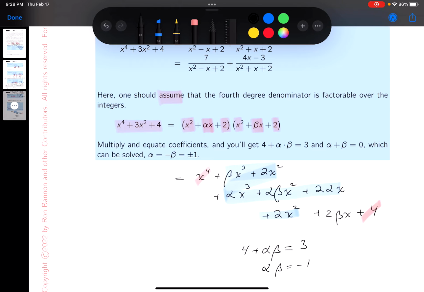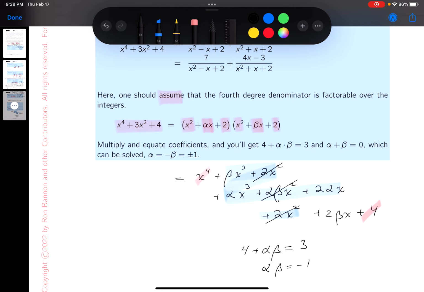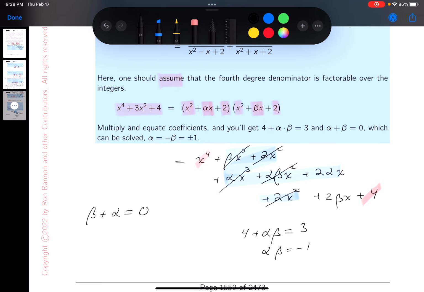Now I've looked at this. This is done. And what else do I know? I'll write it down for you. I know that there's no cubic terms. So I know beta plus alpha must equal 0. That's that business over here. Now what does that tell me? It tells me beta is minus alpha. By the way, I think I'm home now.